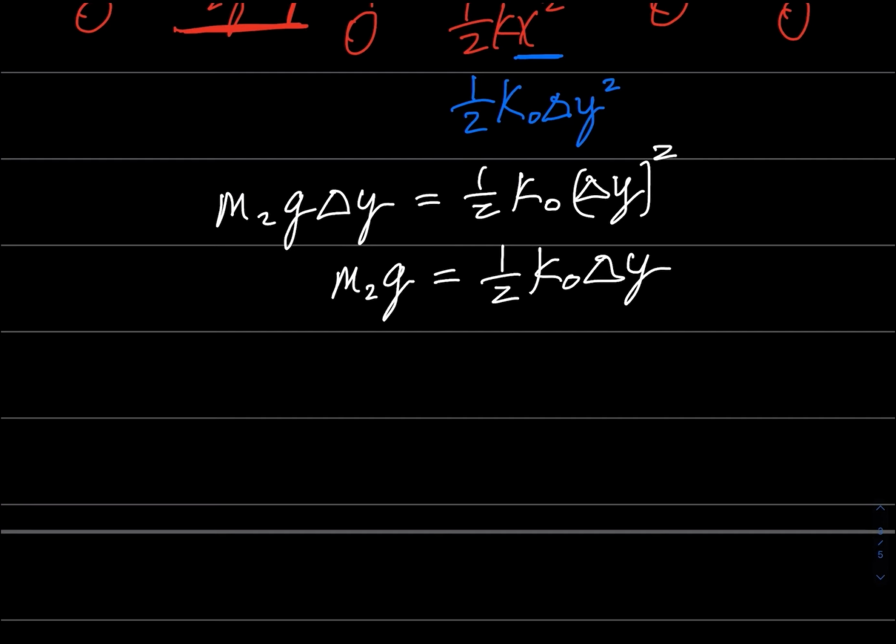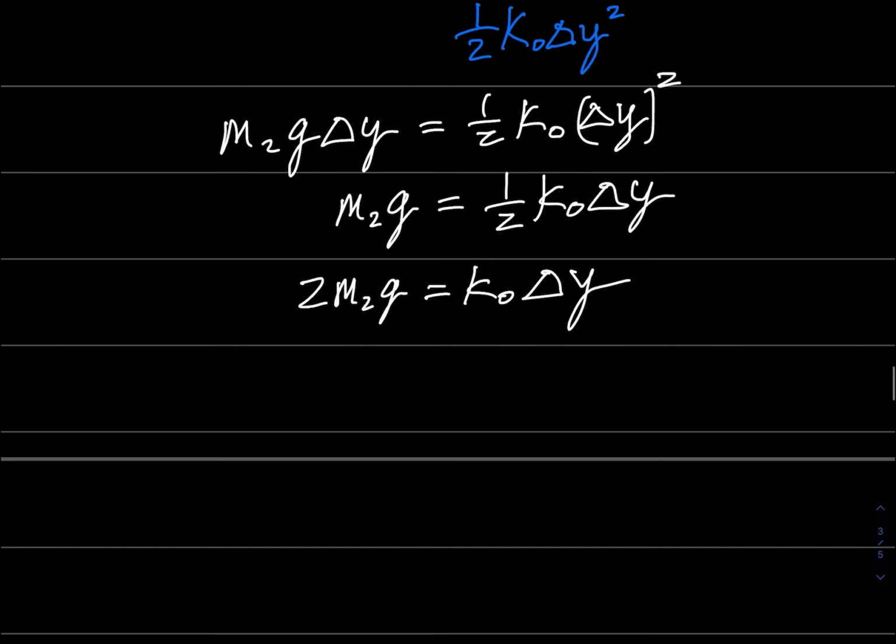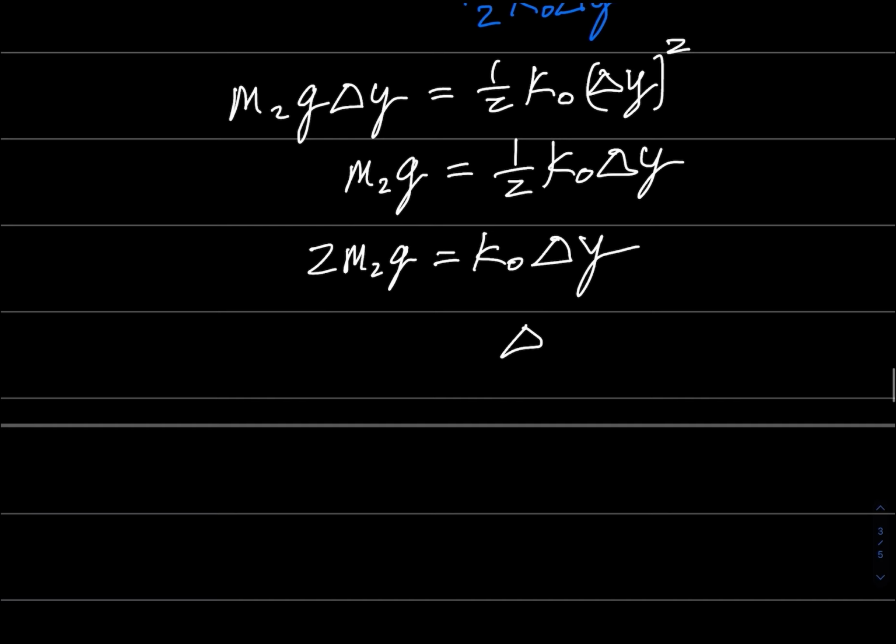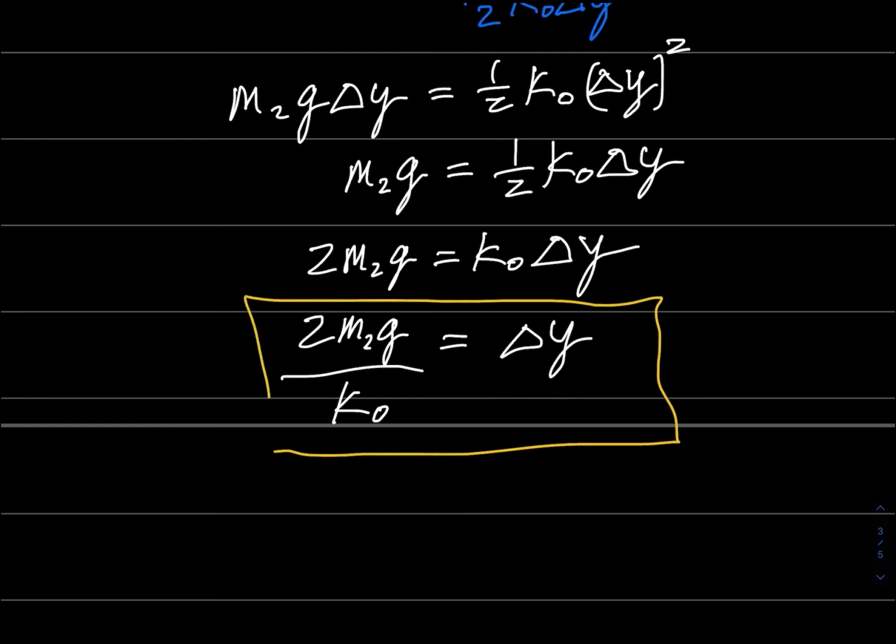Let's multiply both sides by 2. 2m2g equals k sub naught delta y. I'll keep it on that right side. And so delta y equals 2m2g over k sub naught. And there's the answer to that question.